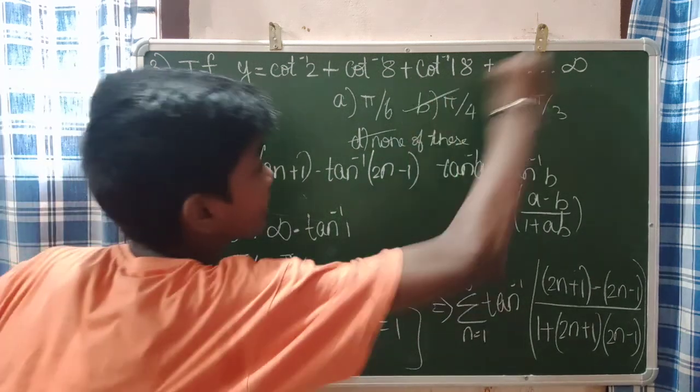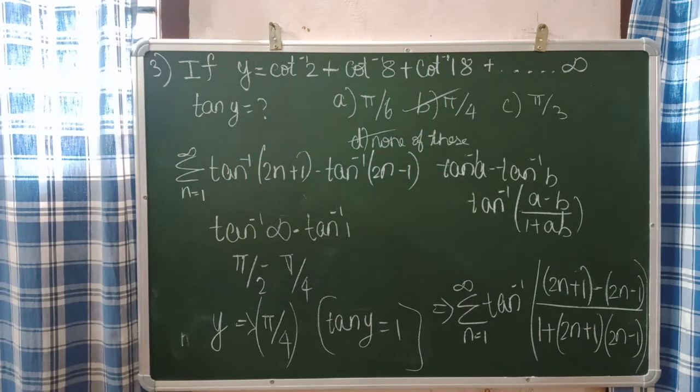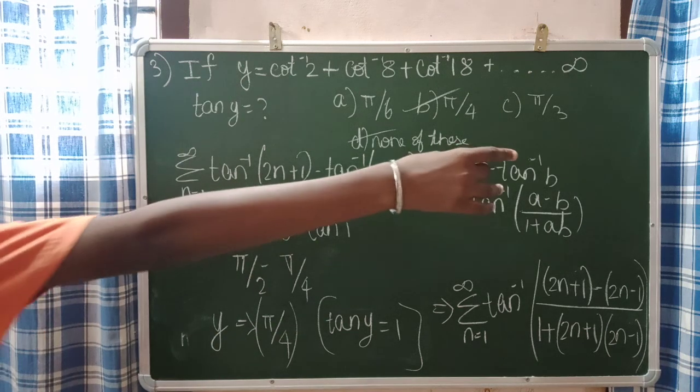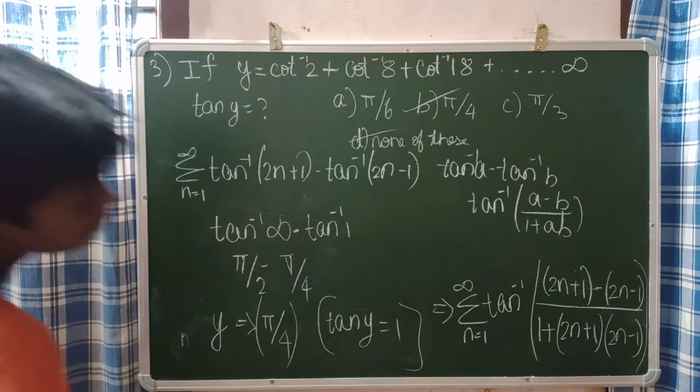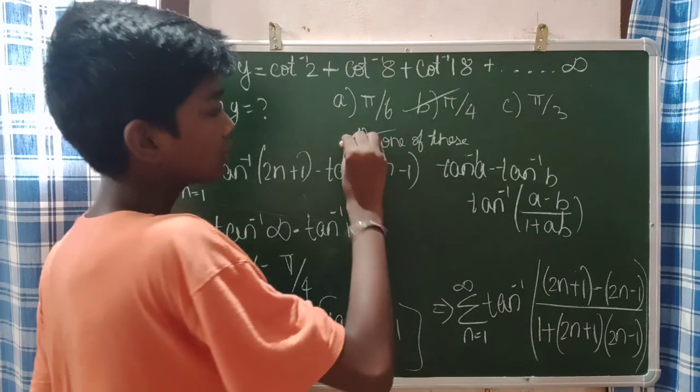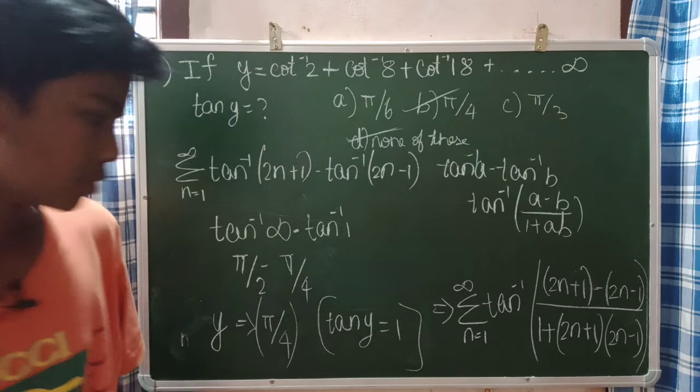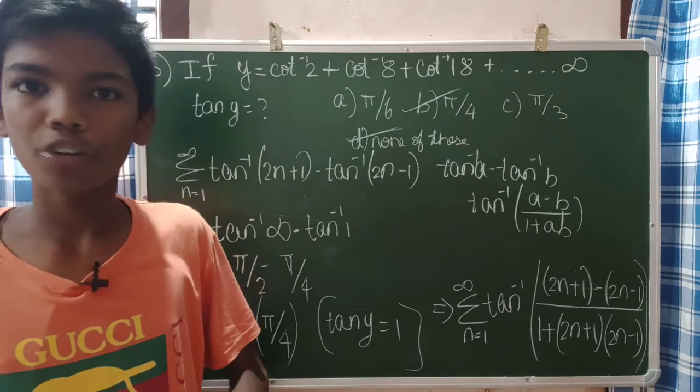Don't directly tick this B. Y is only pi by 4. They are asking tan of y, so tan of pi by 4 will be 1. That's the answer for this question. So none of these is a correct answer. Okay, that's all about this question. Let us move on to our next question.